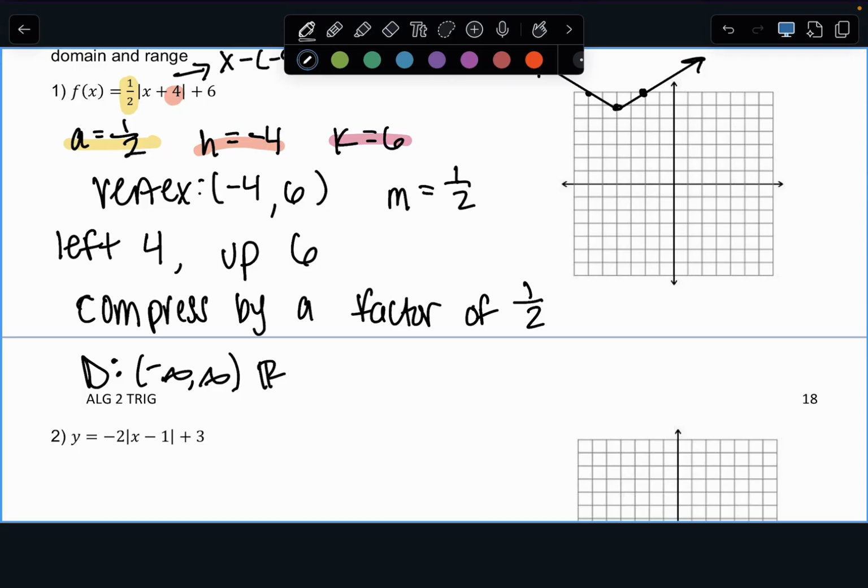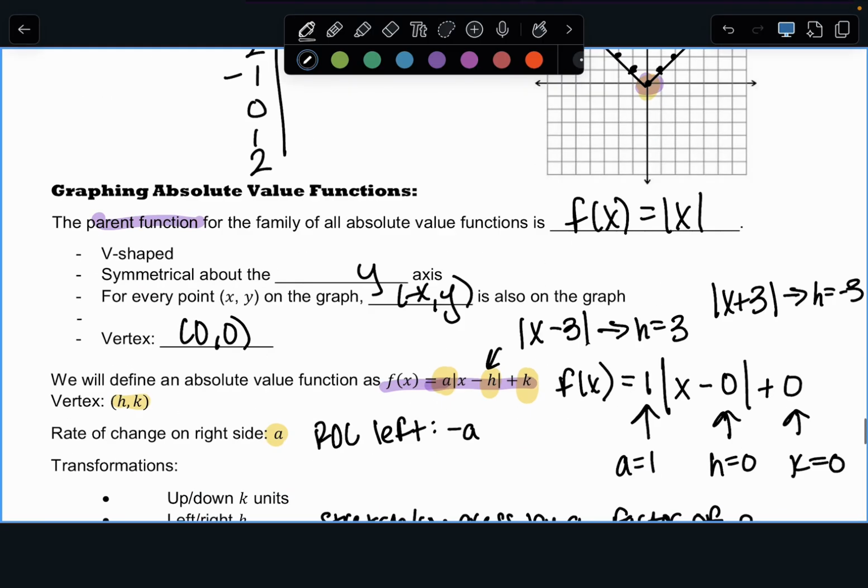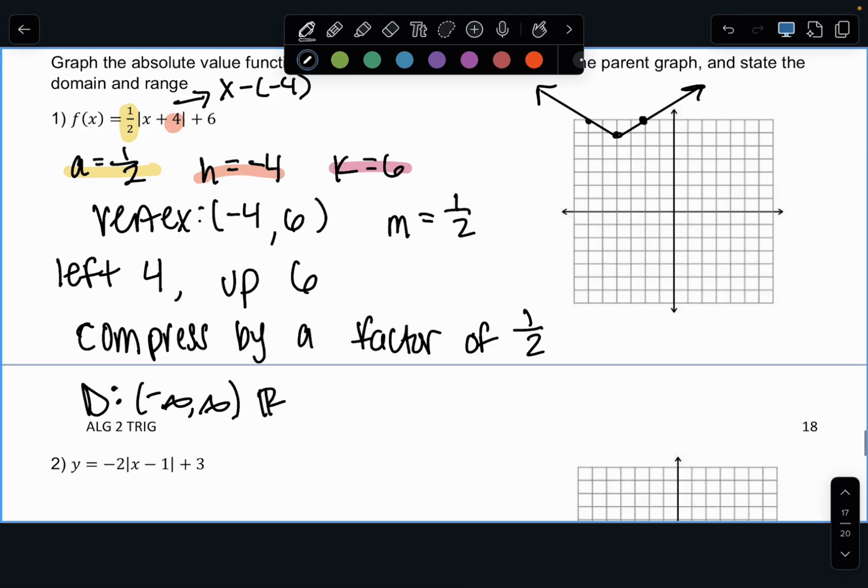The domain for absolute value functions will always be this. We can plug any number into an absolute value and get a number back. There's no restrictions on it. So your domain is always all real numbers. So if I ask you for the domain on your homework, which I will, you can just fill out real numbers all the way down for all your absolute value functions. It doesn't change. Your range, though, does change a little bit, depending on what your graph looks like.